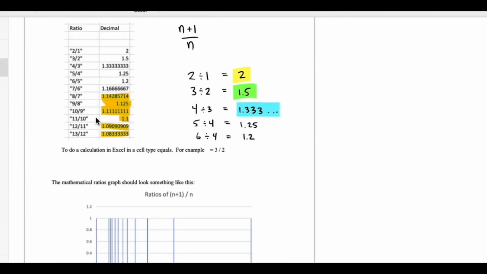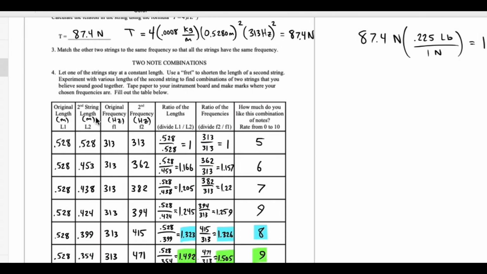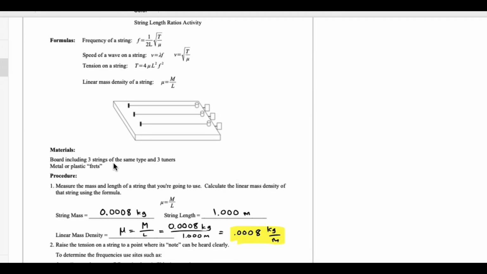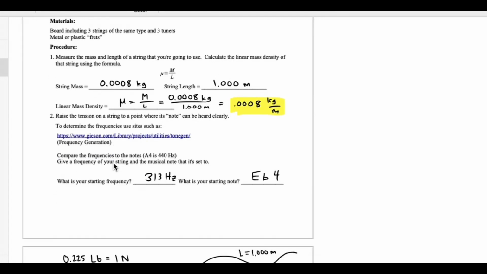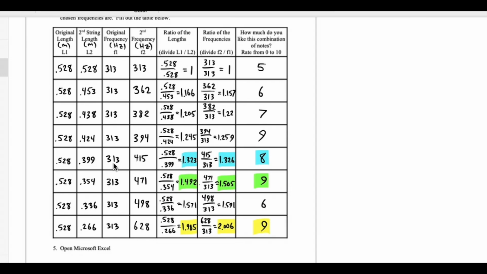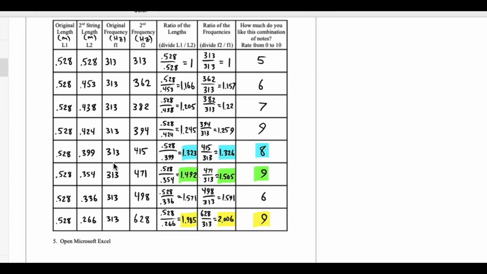Yeah, okay. So what I did the other day was I went through the board here and I just moved the frets around until I found ratios that I thought I liked. These were the ratios that I personally liked.